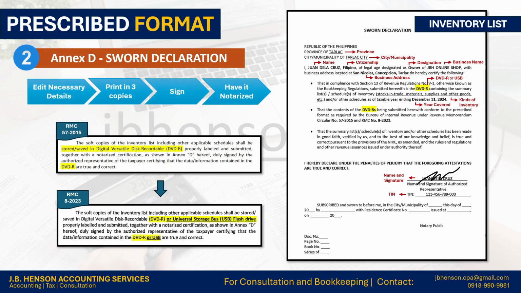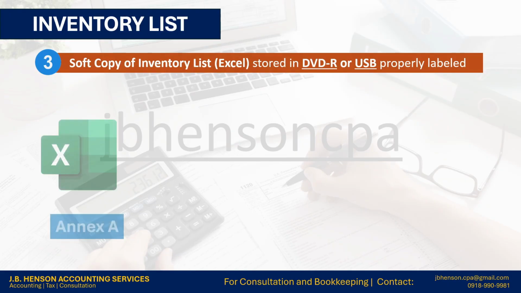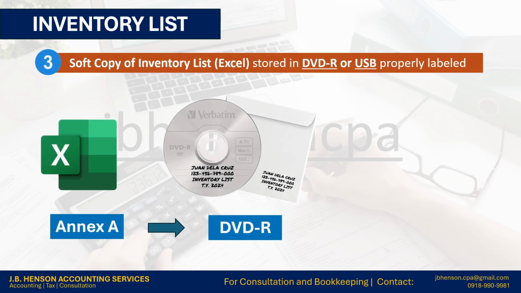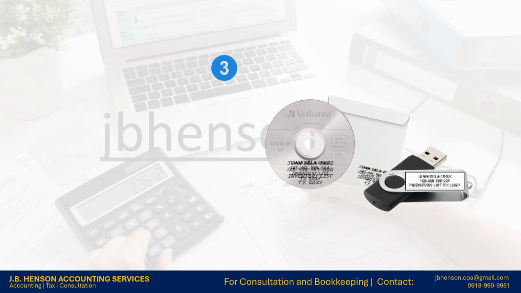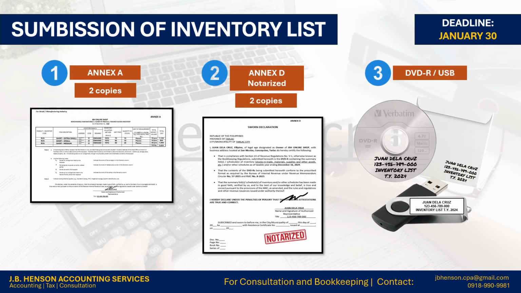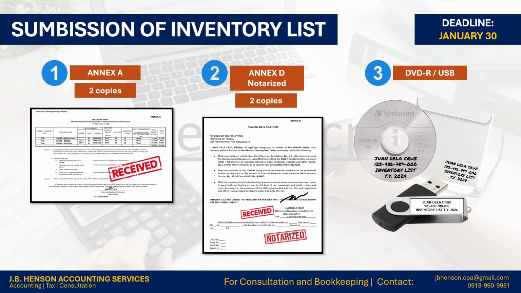For the soft copy, again, we will insert the Excel file or Annex A, either in DVD-R or in a USB flash drive with proper labels. In summary, what we have to bring in BIR, not later than January 30, are 2 copies of signed and accomplished Annex A, 2 copies of notarized Annex D, and DVD or USB flash drive with label. Then have them received by the Bureau.